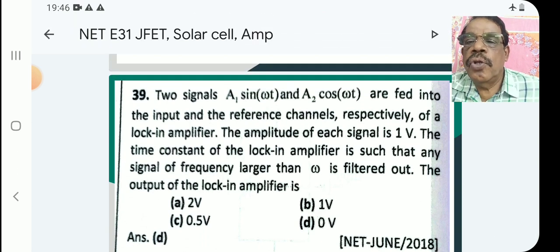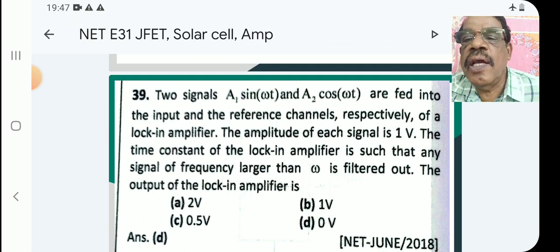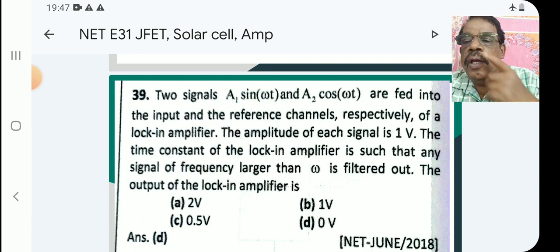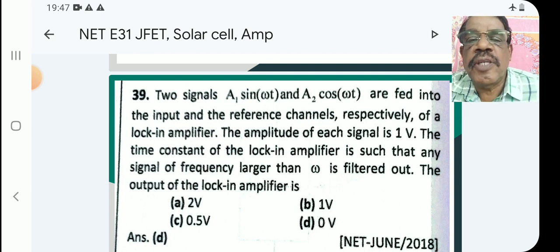Next question. Two signals A1 sin omega t and A2 cos omega t are fed into the input and the reference channels respectively of a lock-in amplifier.